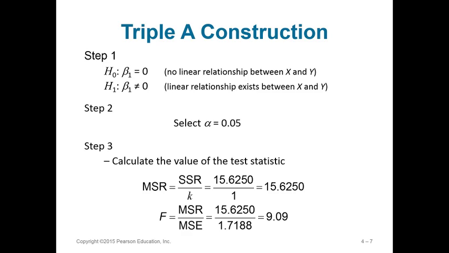And in this situation, step 2, they selected an alpha of 0.05. In other words, only 5 times out of 100, if you were to look at this evidence, would you say that there was not a linear relationship? That 95 times out of 100, you would say that there is a linear relationship.